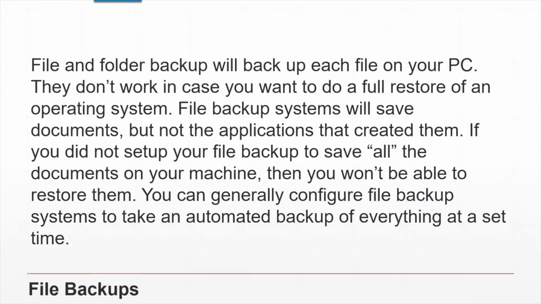Now, there's another way in which you can back up, and that is file backups. File and folder backups will back up each file on your PC or the ones that you designate. They don't work in case you want to do a full restore of an operating system. File backup systems will save documents, but not the applications that created them. If you did not set up your file backup to save all the documents on your machine, then you won't be able to restore them. You can generally configure file backup systems to take an automated backup of everything at a set time.